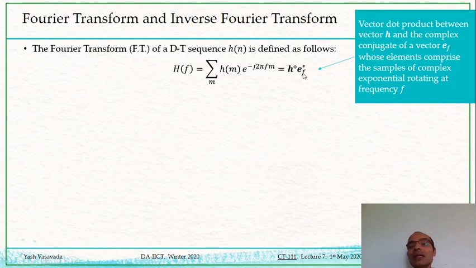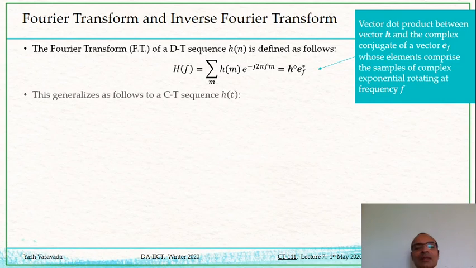Whenever this vector h and this vector e of f conjugate, by the way, this term here in superscript doesn't denote convolution, it denotes complex conjugation. The same symbol, but when used in a different context, it means a completely different thing. So when this h vector and e of f vector are perpendicular to each other, then capital H of f will become 0. So this is the Fourier transformation of a discrete time sequence.